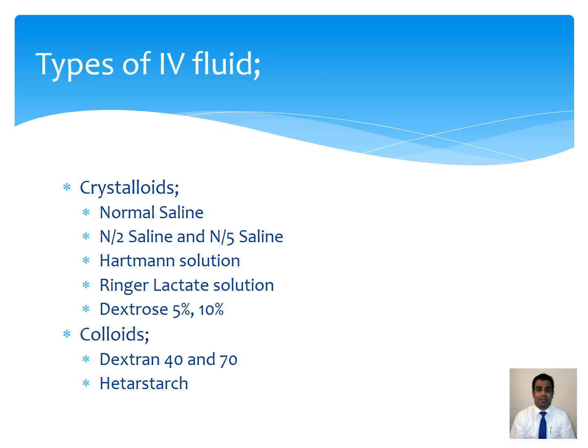We also have 5% dextrose and 10% dextrose to adjust the sugar requirement. Colloids are found in the form of dextran and hetastarch. We also have human albumin as well as some of the blood products which can be used as colloids.